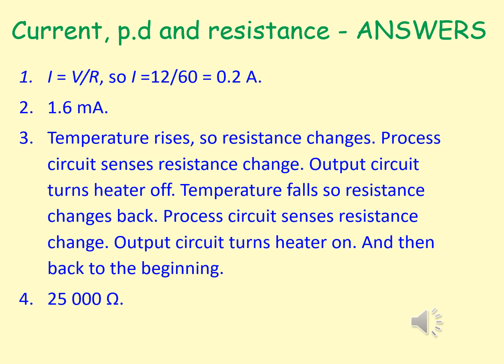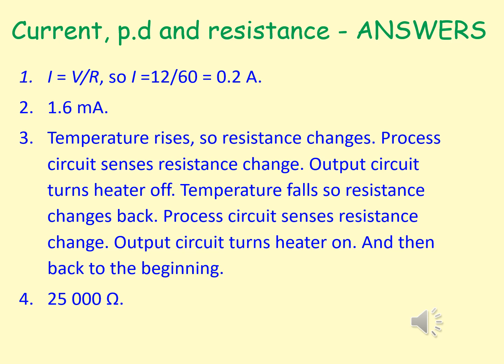Okay, so question number 1 asked you to look at calculating the current. So that was 12 divided by 60 to get 0.2 amps. Question number 2 was 1.6 milliamps. And question number 3, as the temperature rises, so the resistance changes.